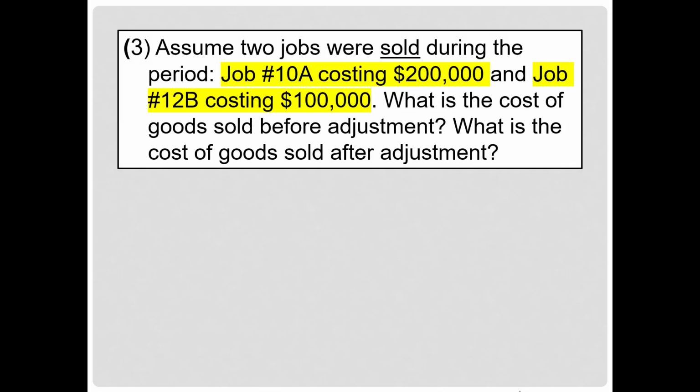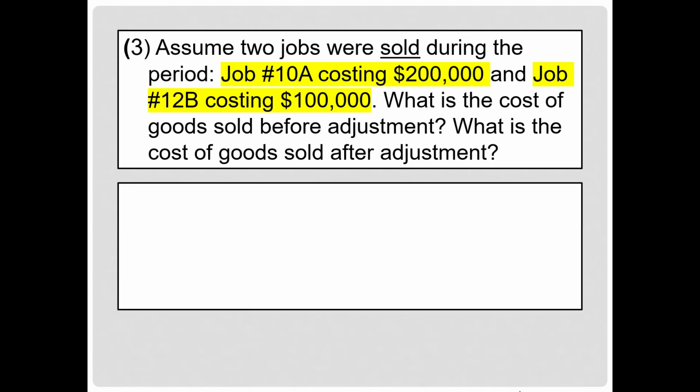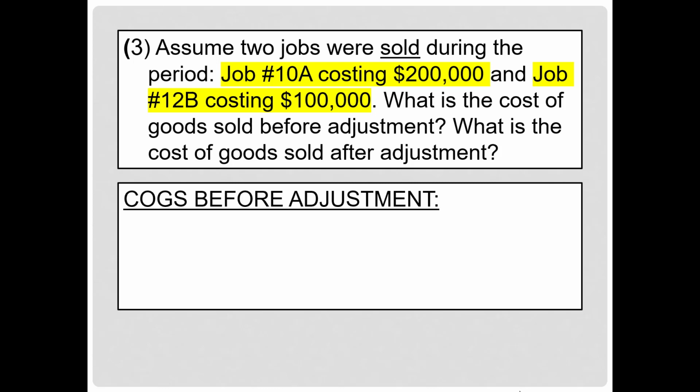And last, it says, assume 2 jobs were sold during the period, job 10A costing $200,000 and job 12B costing $100,000. What is the cost of goods sold before adjustment? What is the cost of goods sold after adjustment? Well, before adjustment, because they gave us the job cost, we know that cost of goods sold before adjustment is simply $200,000 plus $100,000, or $300,000.